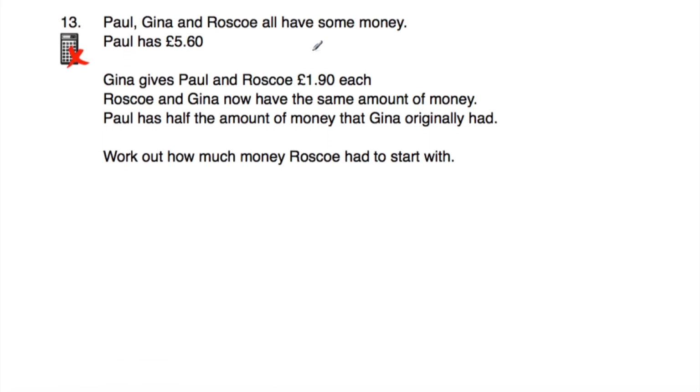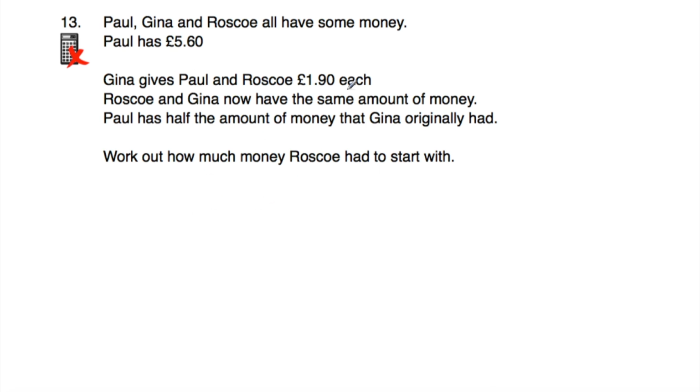So question number 13 says, Paul, Gina and Roscoe all have some money. Paul's got £5.60. Gina gives Paul and Roscoe £1.90 each. Roscoe and Gina now have the same amount of money. Paul's got half the amount of money that Gina originally had. Work out how much money Roscoe had to start with.